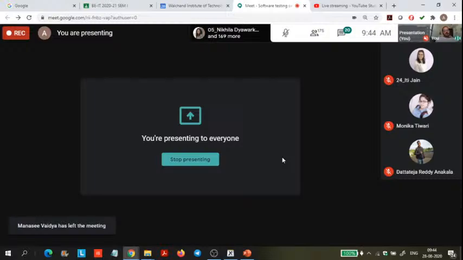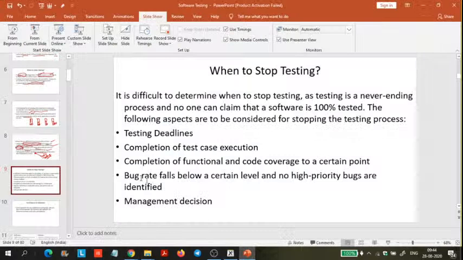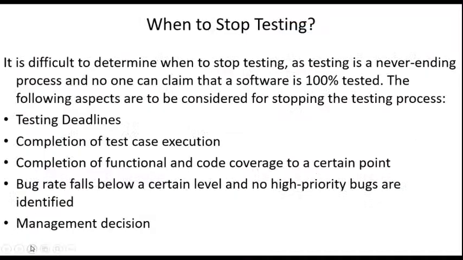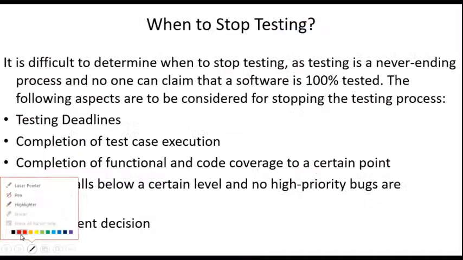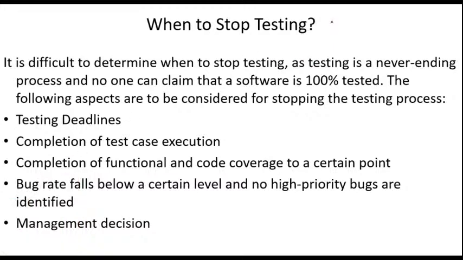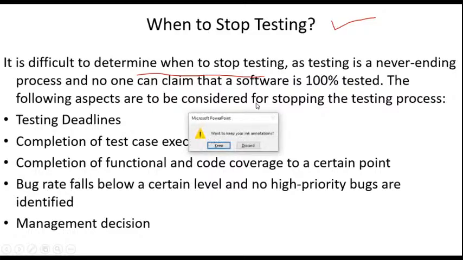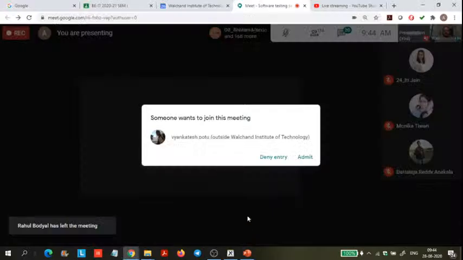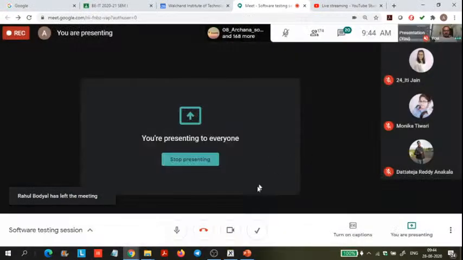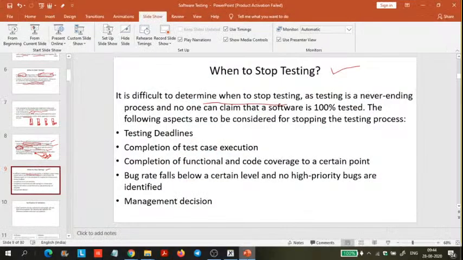Okay, so this point you can compare with the software testing. Software testing means when to start the software testing in the early stages, and when to stop. It is difficult to determine when to stop the testing, as testing is a never ending process. So testing is a never ending process and no one can claim that your software is 100% tested.